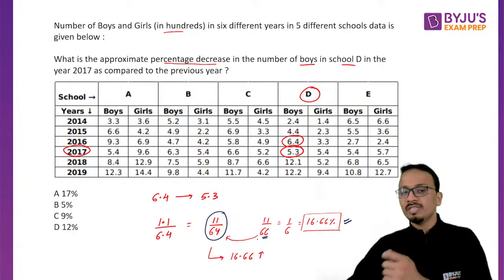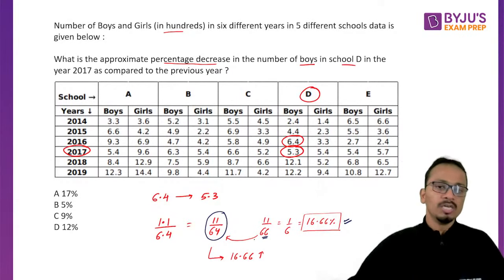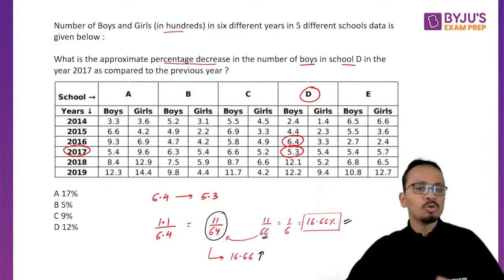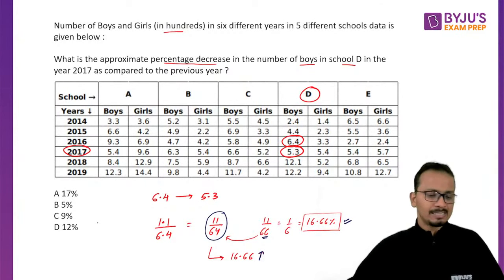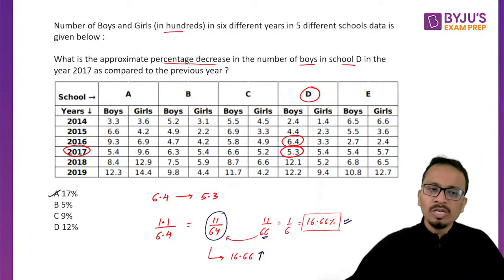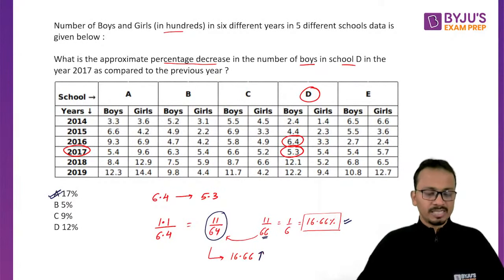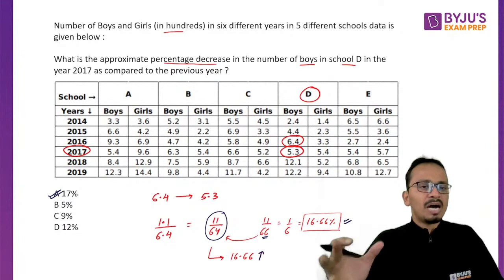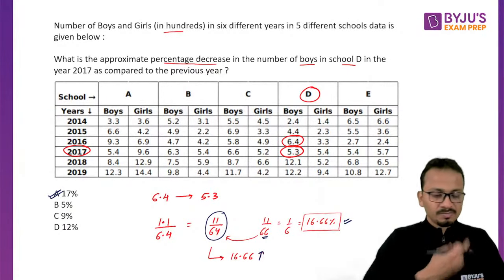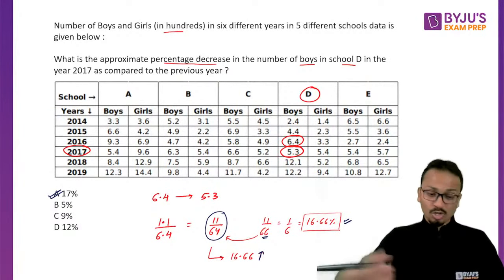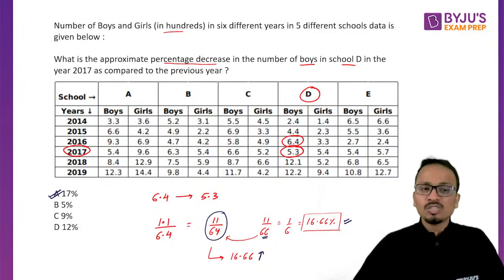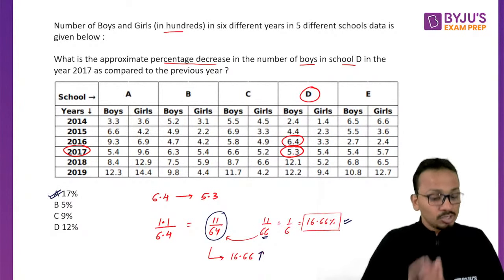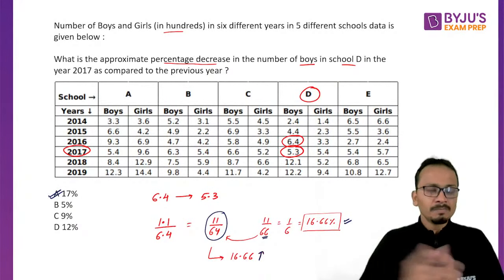So if the actual denominator is low, then the value will be higher. So the answer should be more than 16.66, and we have only one option in this case which is more than 16.66. So you can safely mark 17% as your answer. Yes, the options were far apart, that is why I could use this particular technique of approximations. So the question is easy.